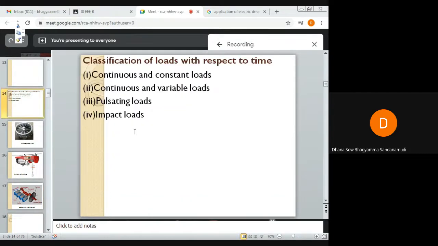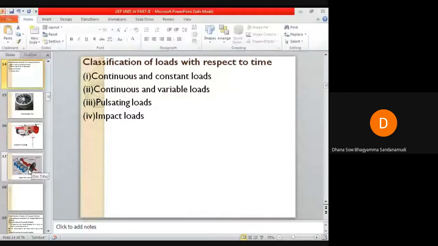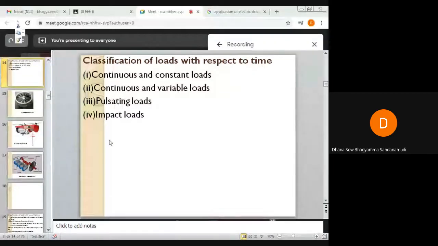Next is impact load. These loads on the motor will have regular and repetitive load peaks or pulses. The load will increase to a maximum level suddenly. I don't have any image for impact load. But the load which increases to a maximum level suddenly is known as an impact load.